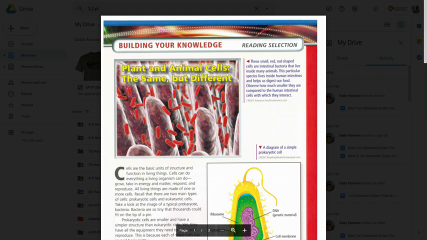Hello, learners. We're going to be reading the article Animal and Plant Cells, the Same but Different from our unit Structure and Function.